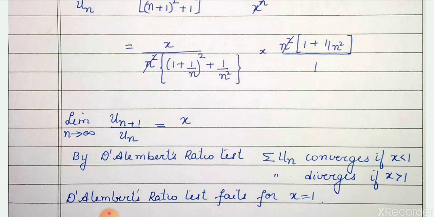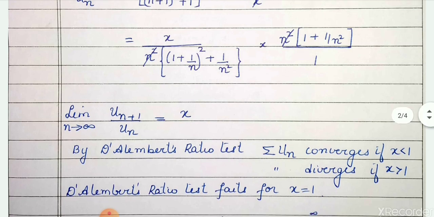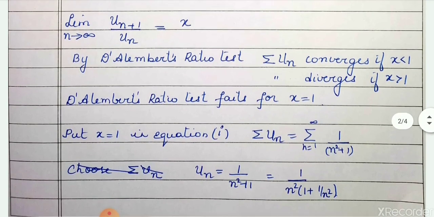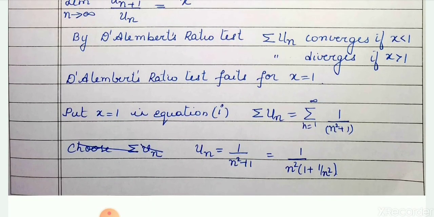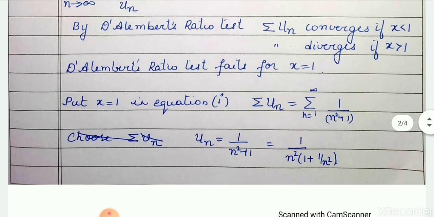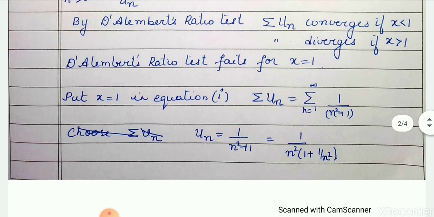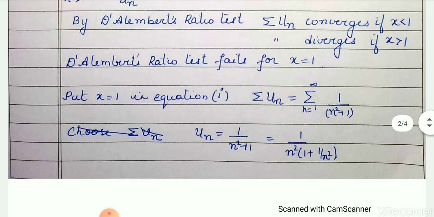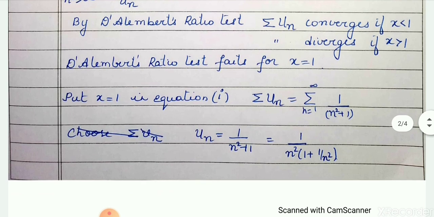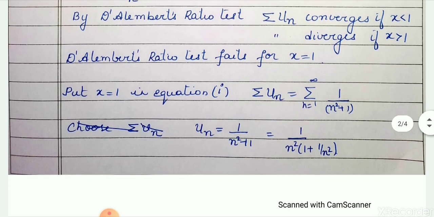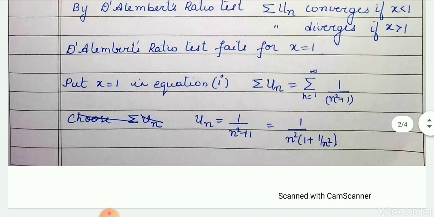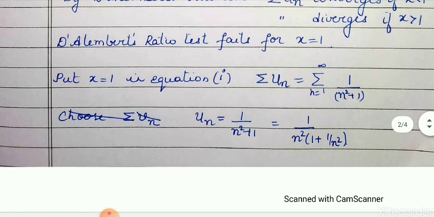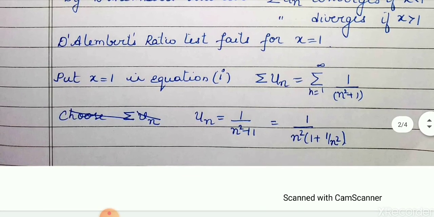So if x is less than 1, by D'Alembert's ratio test, we say sigma un converges. If x is greater than 1, sigma un diverges. And already we have discussed, while discussing the statement of D'Alembert's ratio test, that it fails when x is equal to 1. So what are you going to do when x is equal to 1? So we consider x is equal to 1 in equation 1. So when we put that as equal to 1, what does sigma un become? Sigma un is equal to sigma n is equal to 1 to infinity 1 divided by n square plus 1. Un is 1 divided by n square plus 1.